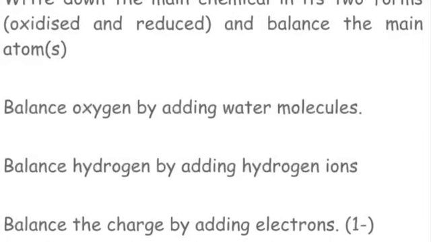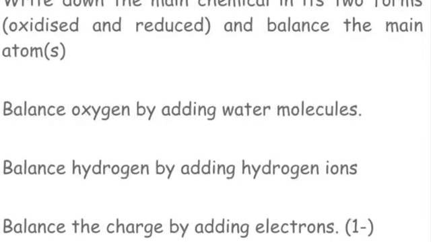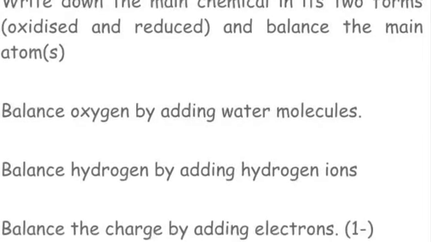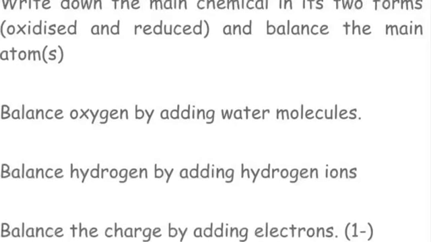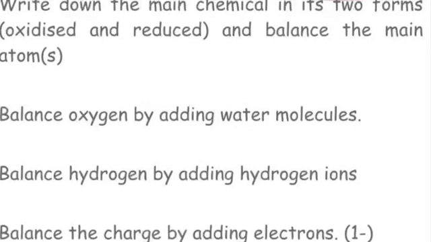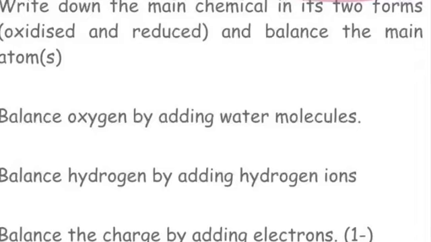Once the hydrogen ions have been added, then you add electrons to the side that's got the most positive charge, to balance up the charges. It should be that the overall charges on each side equal each other.